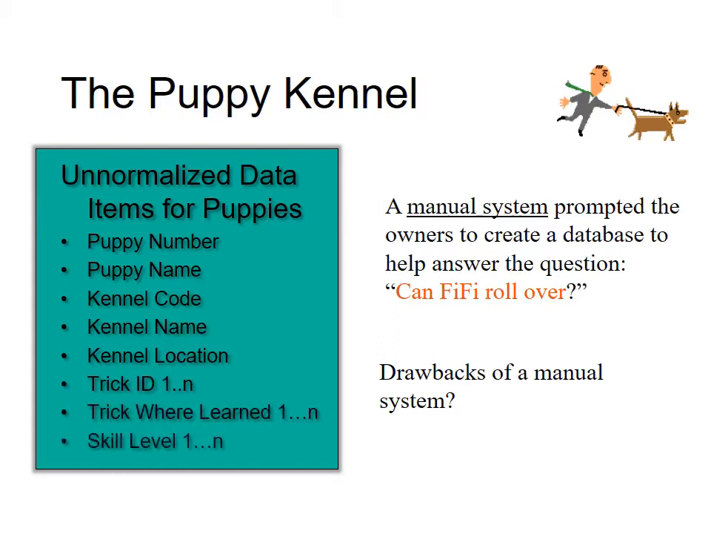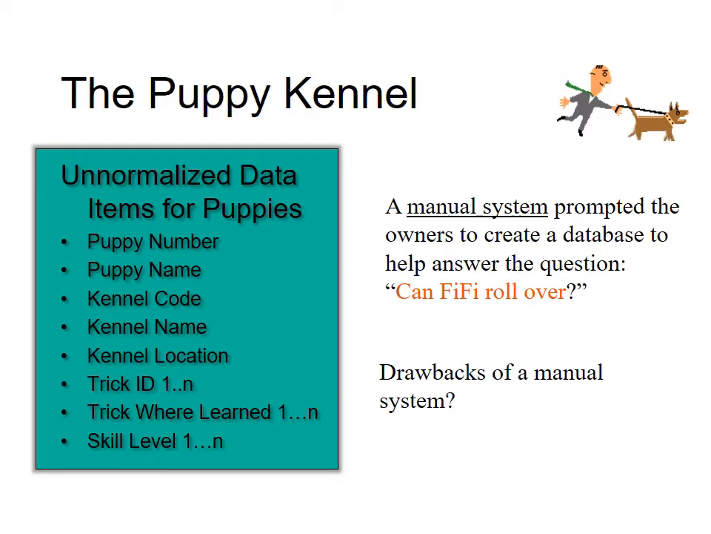So the scenario that we have here is there was a manual system that the owners of the kennel were using, and the manual system was starting to give them limited information in order for them to grow the business. So they were tracking all kinds of unnormalized data. This is nothing more than a flat file that kept track of all these different data points.